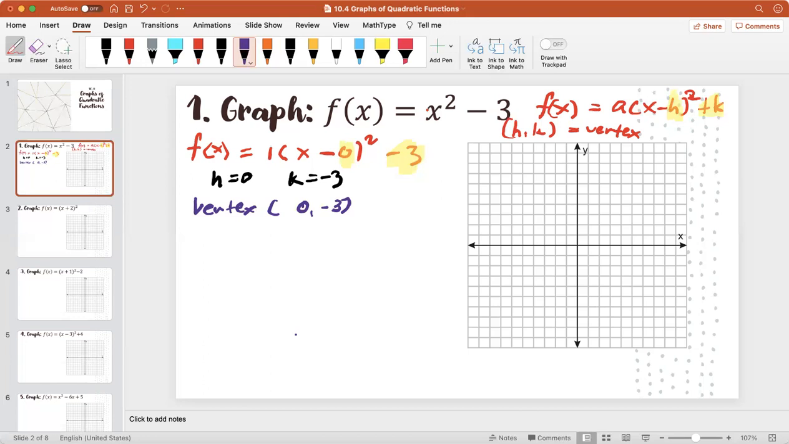So let's find other points. What other points can we have here? So x, y. The vertex is one of the points. We already have (0, negative 3). Let's find 4 more points.